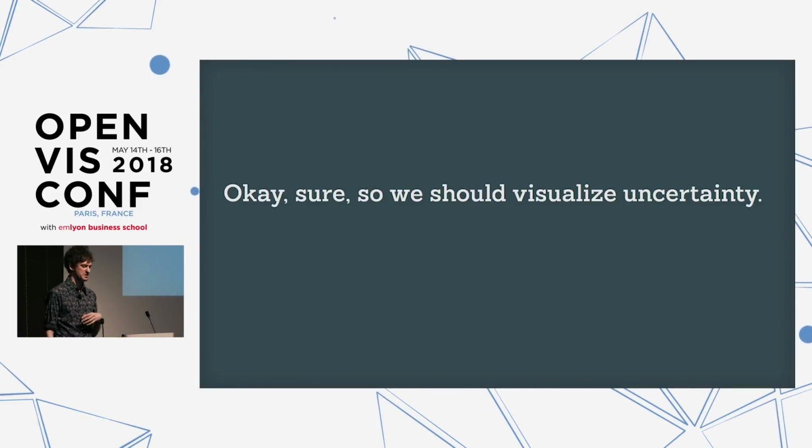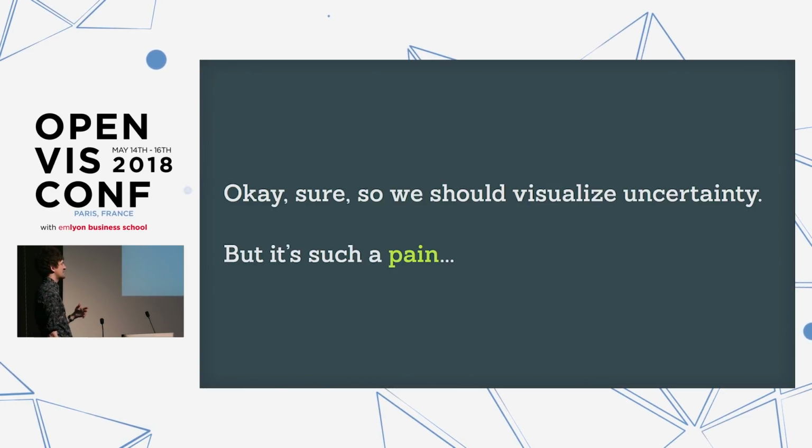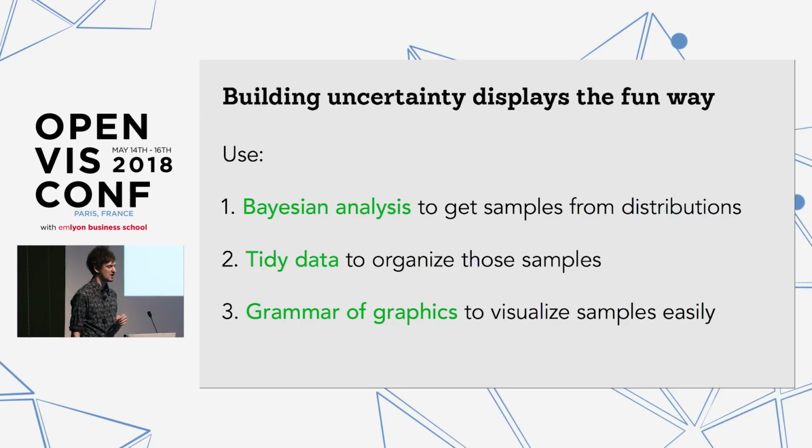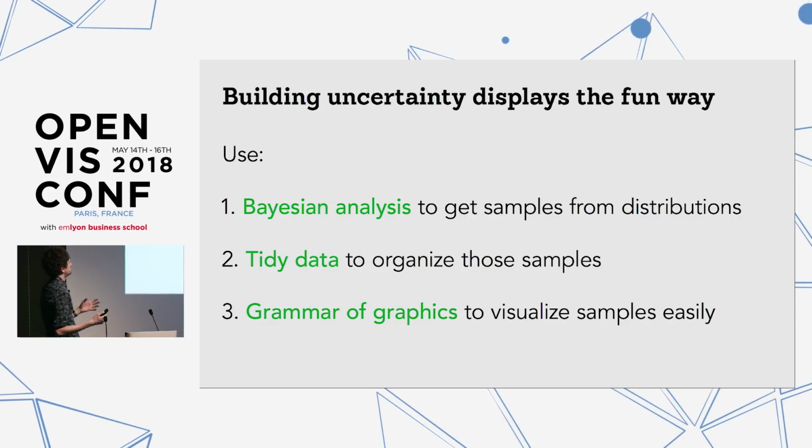OK, so sure, we should visualize uncertainty. But it's kind of a pain to build these things. So what I wanted to do with this talk was say, what are some strategies for actually building them and prototyping them rapidly so that you don't have to spend all your time trying to figure out how to put the visualization together so that you can actually play with things you want to play with.